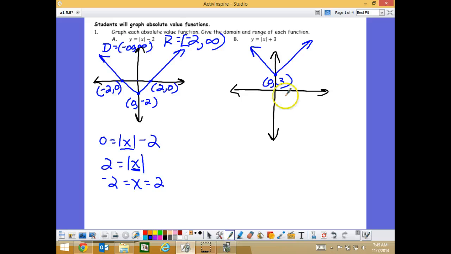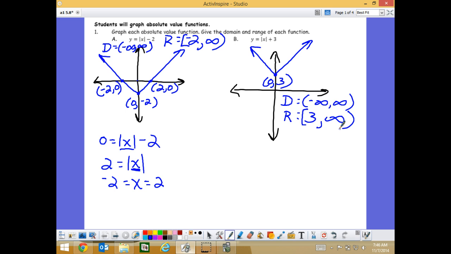Last thing we need to do is find the domain and range. And to get the domain, left to right is negative infinity to infinity. Again, the range goes bottom to top. This graph does have a bottom on it. It is the point 3. And again, the range deals with the y-coordinates. So 3, top goes to infinity. And that is the domain and range.